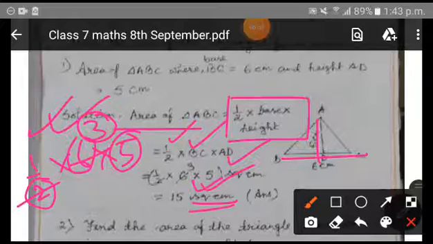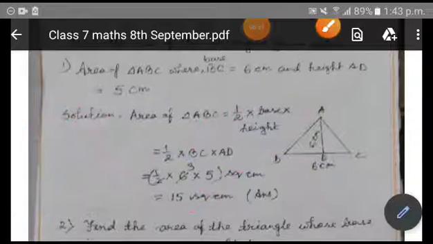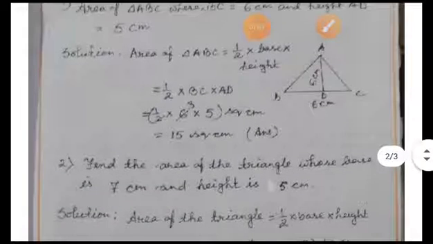Children, remember about the unit also, keep in mind the unit, you must be careful about that. It will be square centimeter because here we are calculating the area. That's why we will write square centimeter, not only centimeter. So be careful about the unit also.